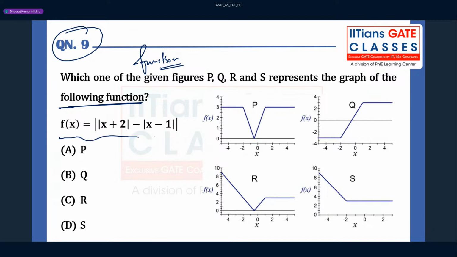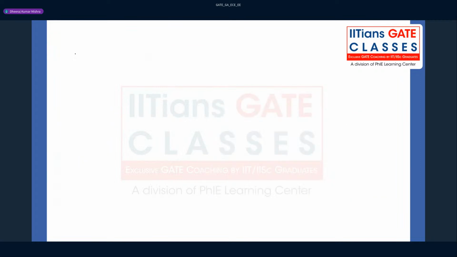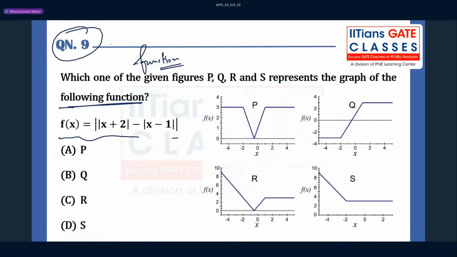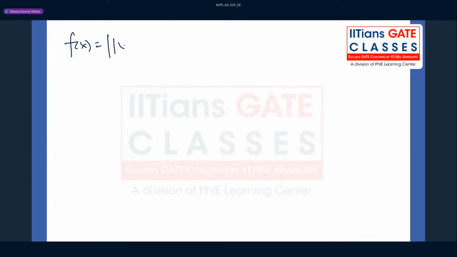So if you take this, let me consider here f of x. F of x is nothing but mod of x minus 1, not x plus y here, guys, x plus 2. So I'm just going to erase this.